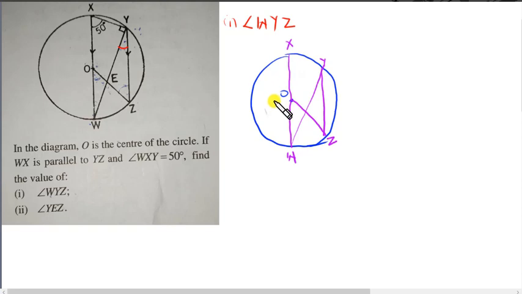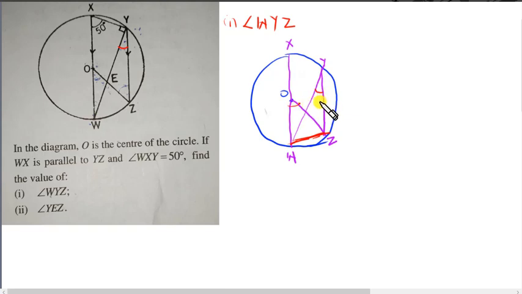What I want to say is that the angle we are finding is WYZ, which is this angle WYZ. So WYZ is formed by which chord? If you look at the lines, the angle is formed at the point Y, from Y to W, then from Y to Z. This angle is formed by the chord WZ. So this tells us that we can find the angle WYZ if we know this angle.